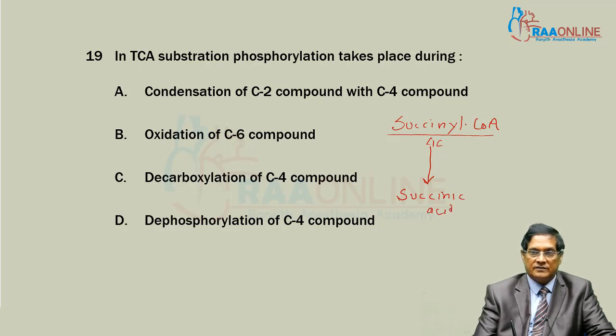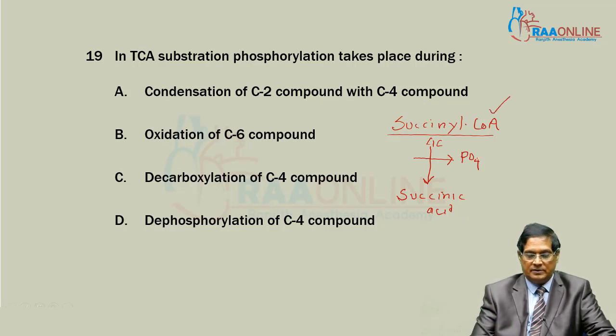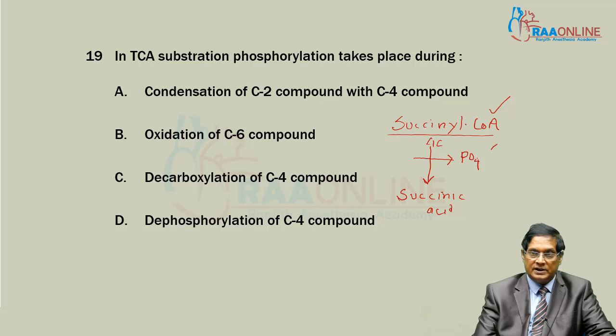There is a loss of phosphate group. PO4 is released. That is decarboxylation of succinyl coenzyme A. But this phosphate is immediately trapped by guanosine diphosphate. GDP stands for guanosine diphosphate. It is converted into GTP, guanosine triphosphate.